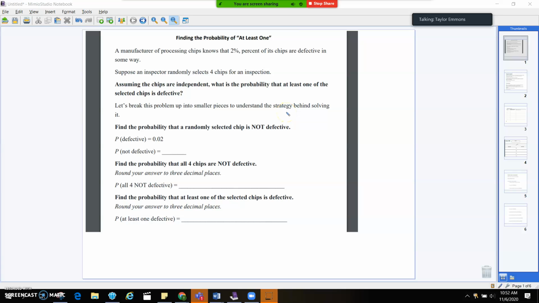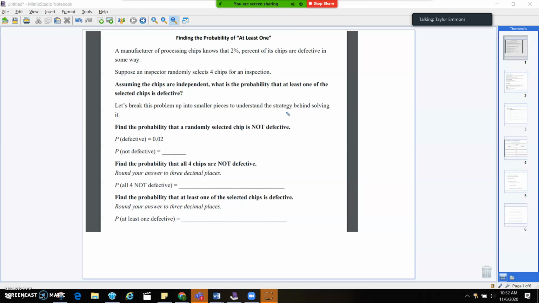So it says a manufacturer of a processing chip knows that 2% of its chips are defective in some way. Suppose an inspector randomly selects 4 chips for an inspection. Assuming the chips are independent, what is the probability that at least one of the selected chips is defective?